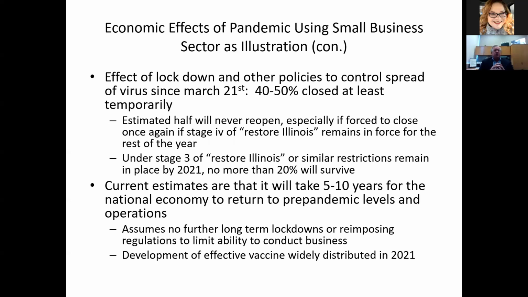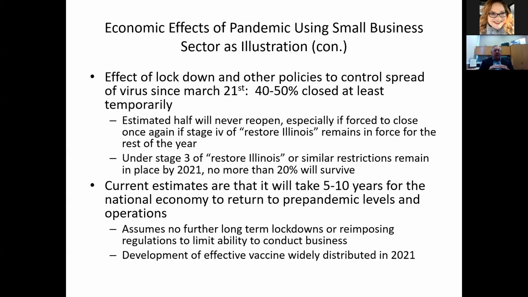On March 21st, the state of Illinois was locked down. You were supposed to stay home, go out only as necessary. As a result of that lockdown, basically in an attempt to control the spread of the novel coronavirus, 40 to 50% of the small businesses in the state closed, at least temporarily.